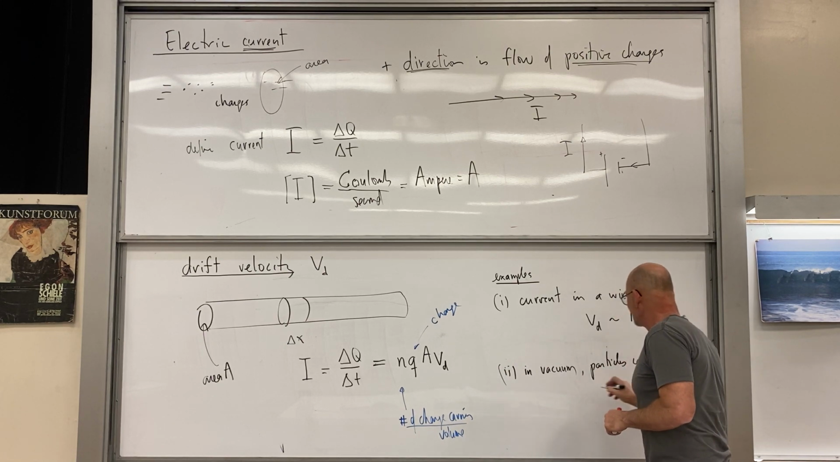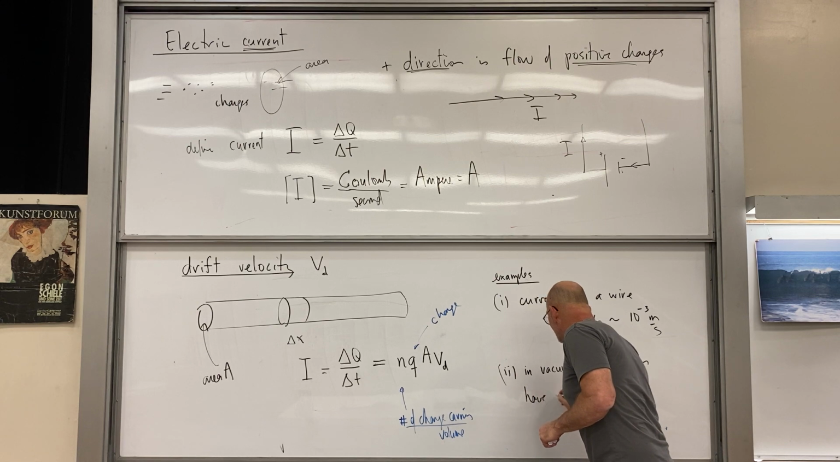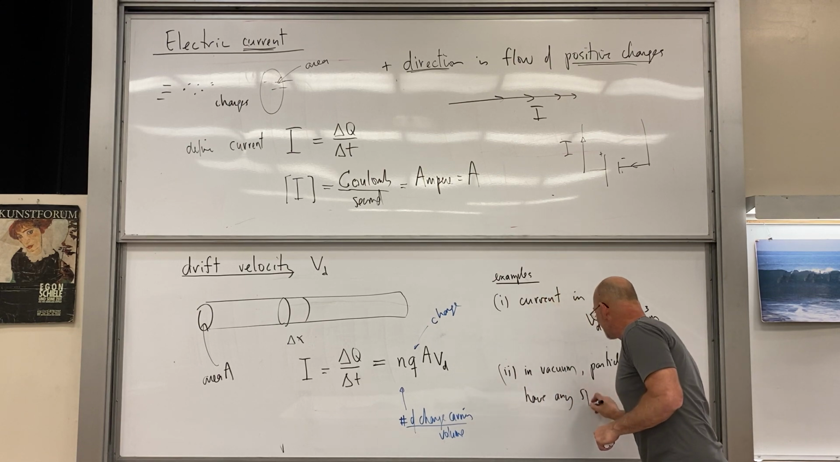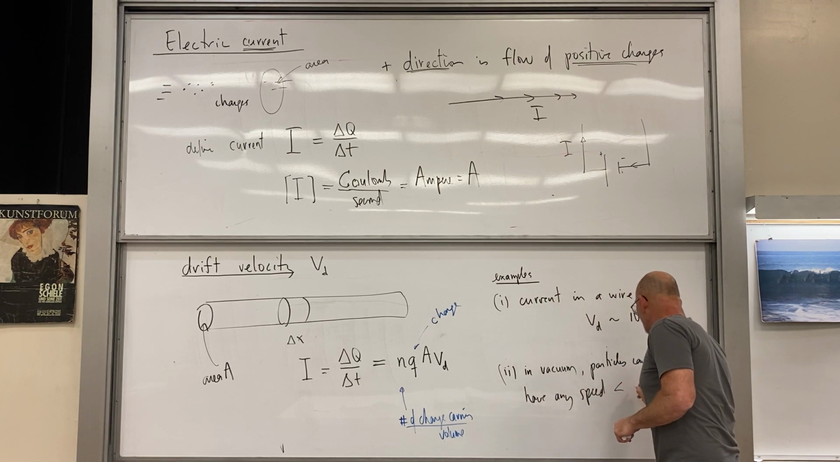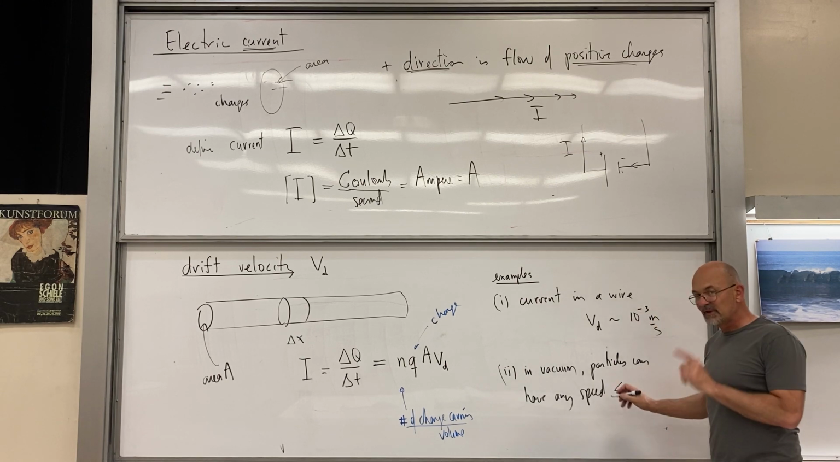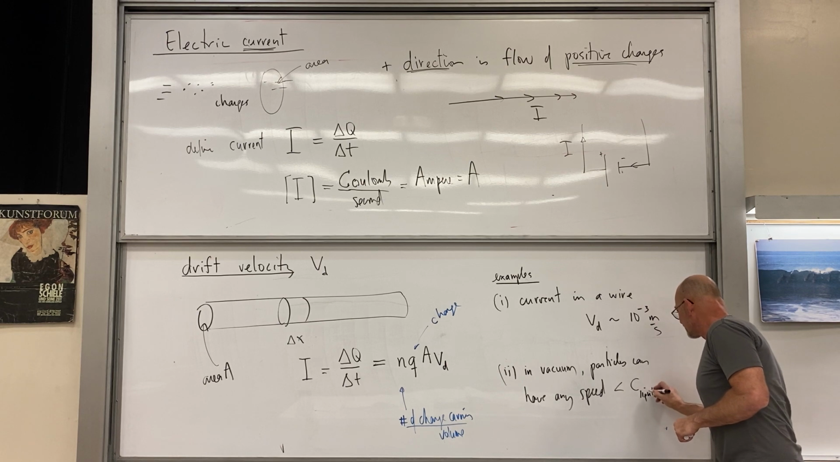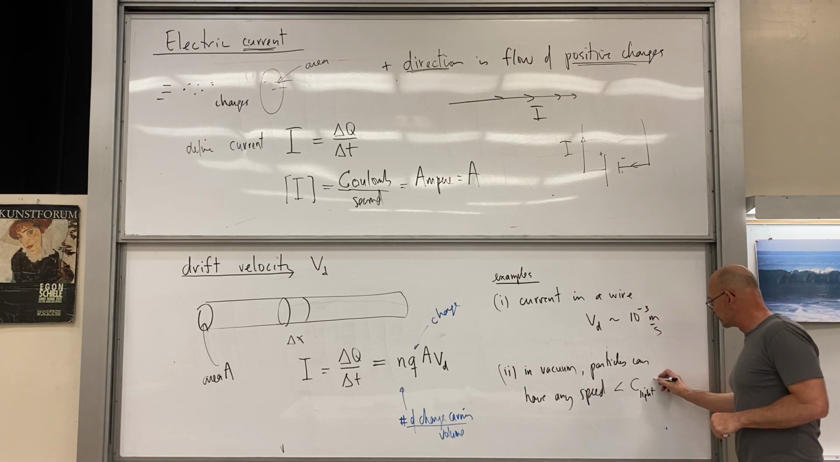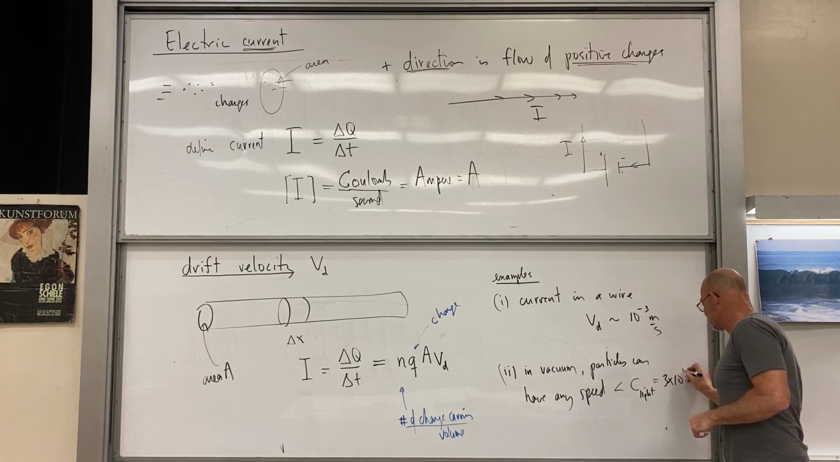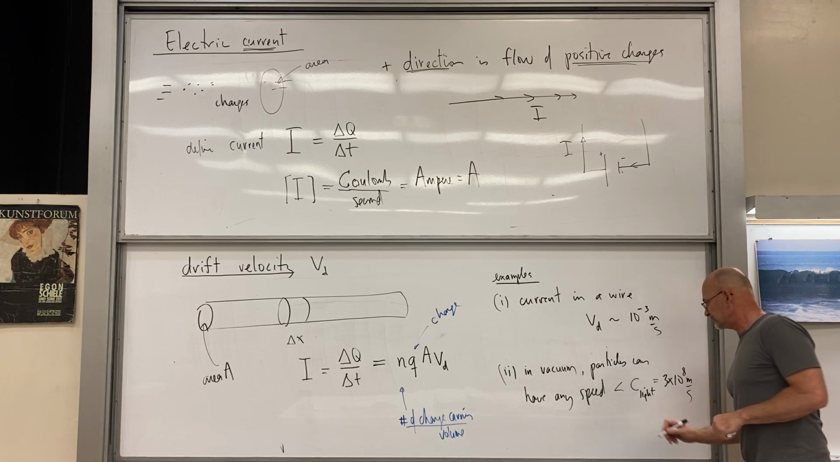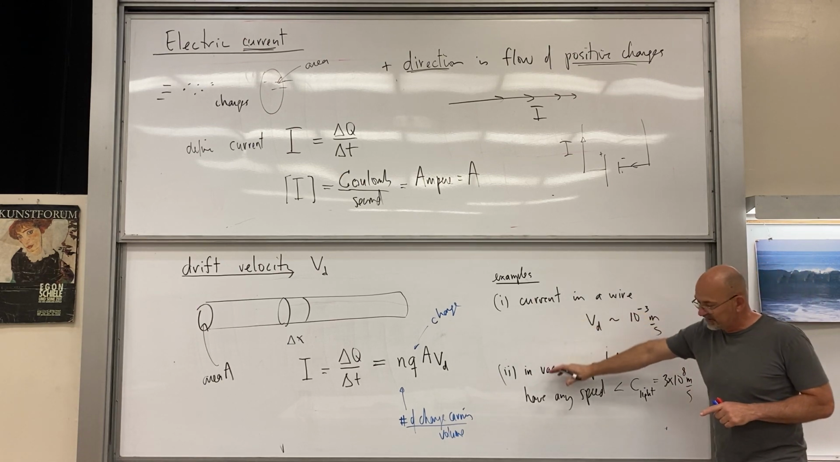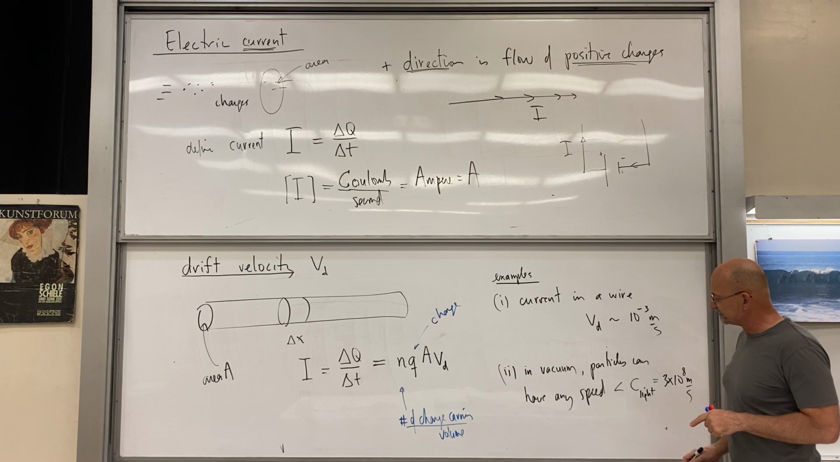Particles can have any speed as long as it's less than the speed of light, which we'll talk about later this semester, which is 3 times 10 to the 8 meters per second. So this second case here is not the drift speed.